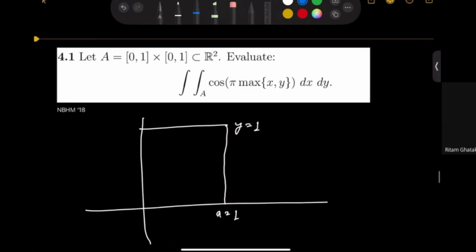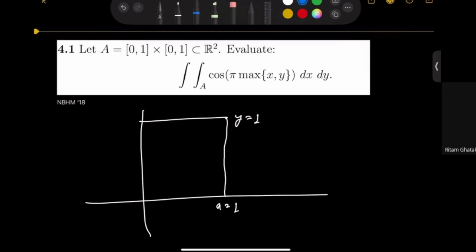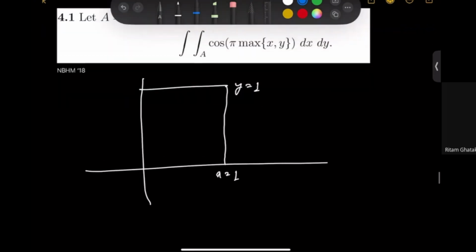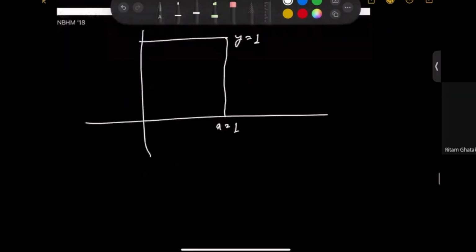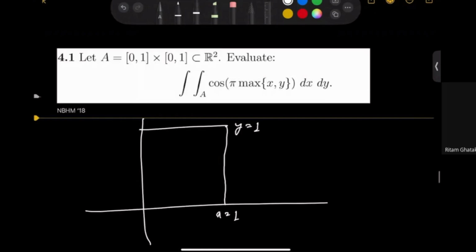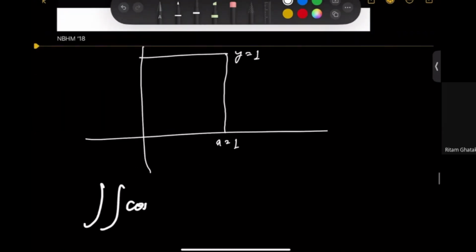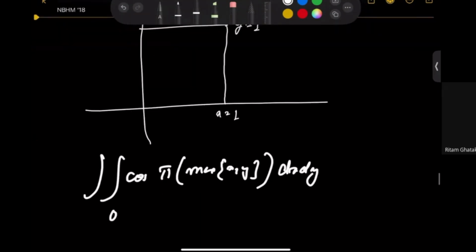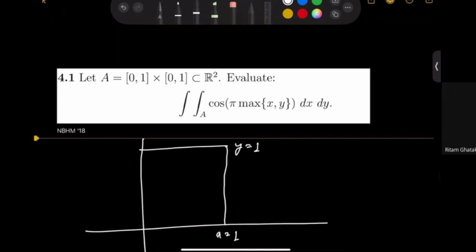This was asked in NBHM 2018. Double integral over the area A, where A is nothing but the unit square, 0 to 1 cross 0 to 1, of cos pi max of x and y, dx dy. How do you take care of this? Yeah, can you tell me, guys?